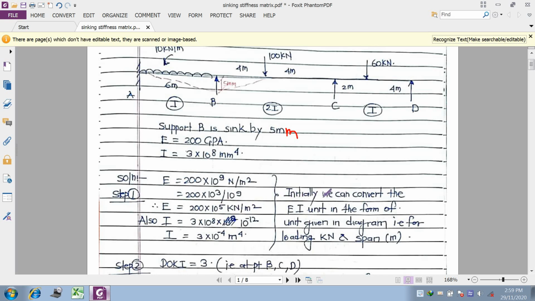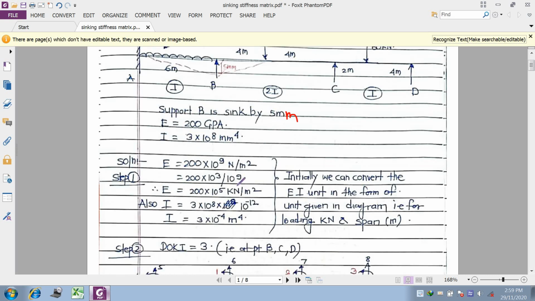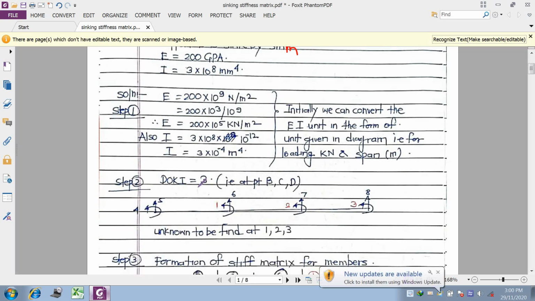So initially we can convert the EI unit in terms of the unit given in the diagram, that is the loading in kilonewton and span in meter. Just like the loading and span unit, we have to convert this EI accordingly. Similarly, I is given as 3 into 10 to the power 8 mm to the power 4. Multiplied by 10 to the power minus 12, it becomes meter to the power 4.